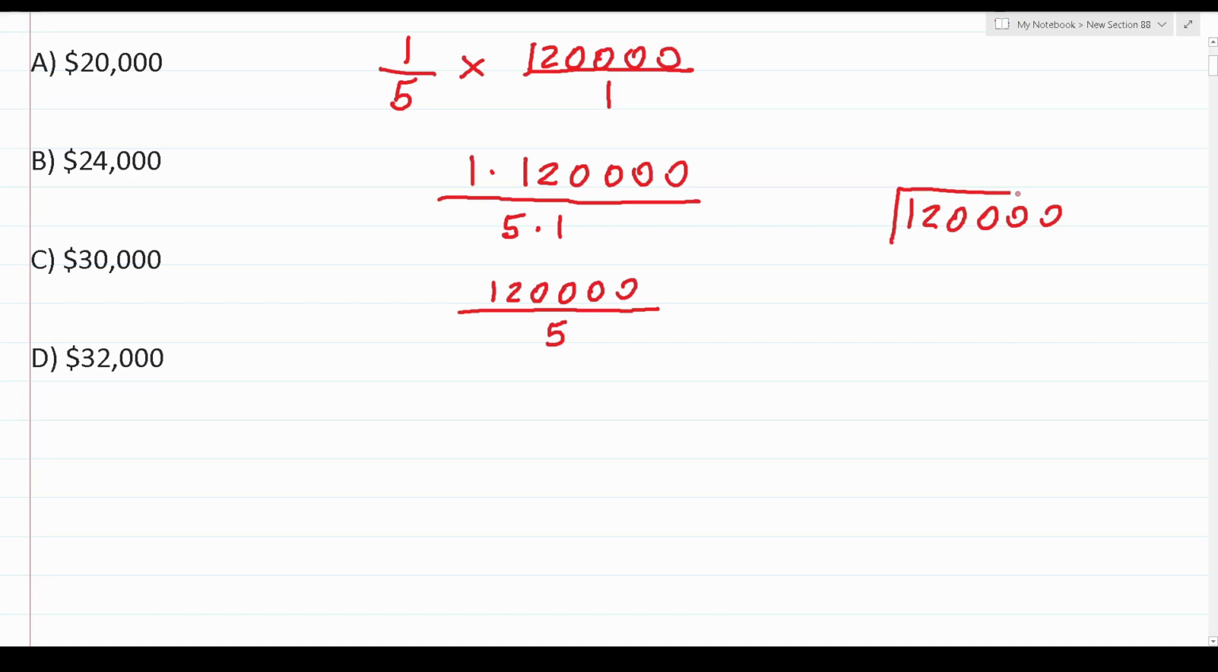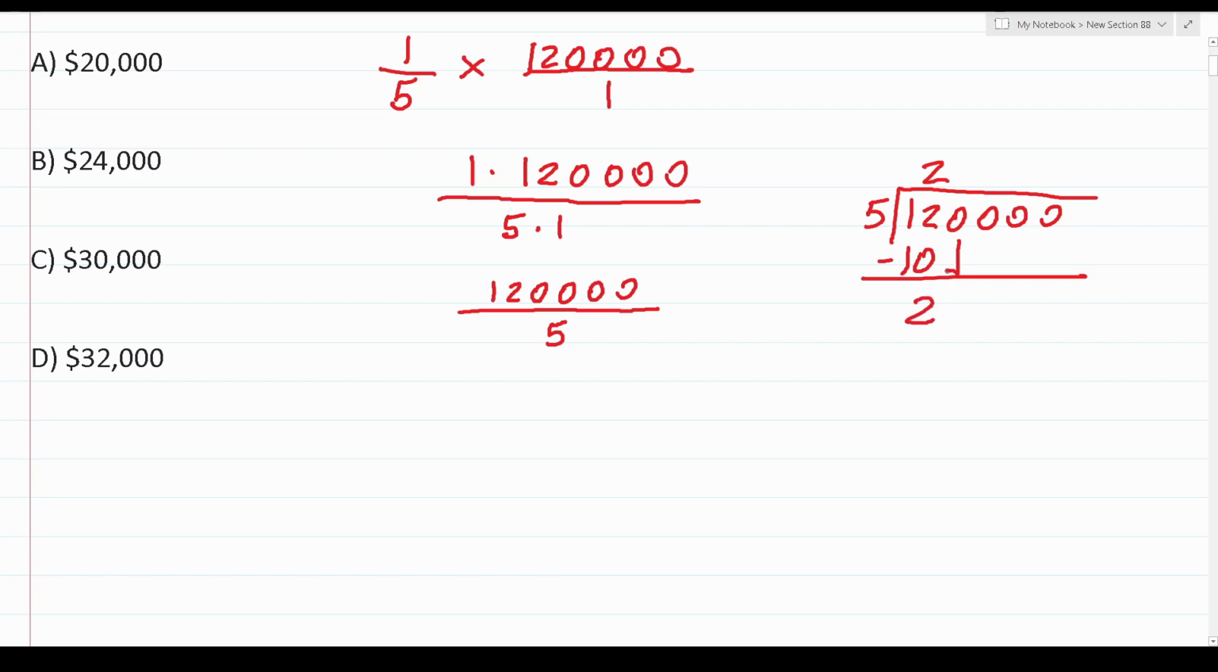120,000 divided by 5. And believe it or not, this math is actually pretty easy to work out. You start by asking yourself, how many times does 5 go into 1? It doesn't. How many times does 5 go into 12 without going over? Well, 5 times 2 is 10, whereas 5 times 3 is 15. So of course this is going to be 2. Again, 5 times 2 is 10. Let's go ahead and do this subtraction. 12 minus 10 is 2.